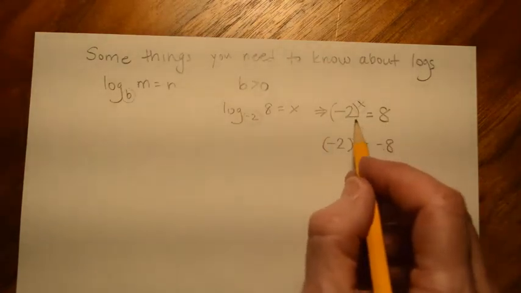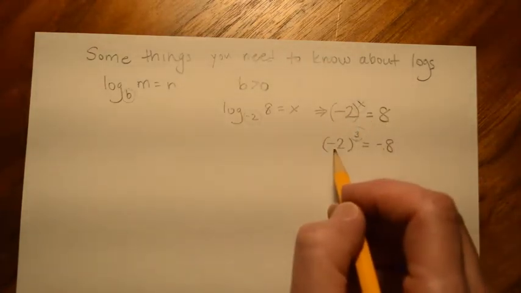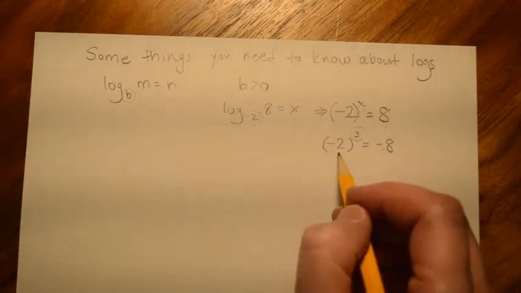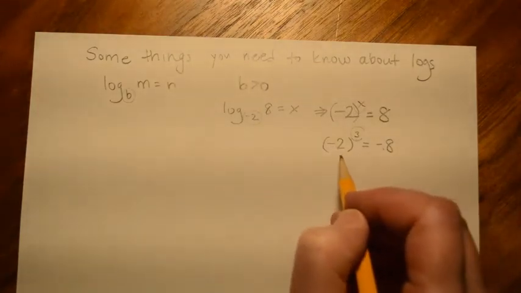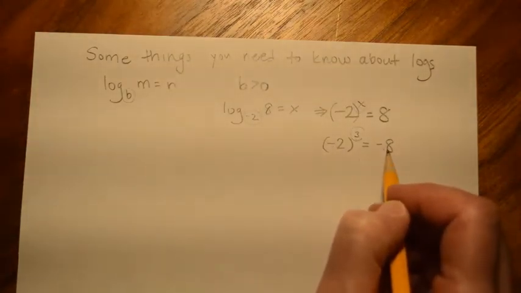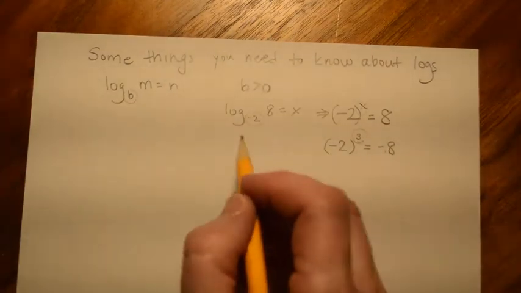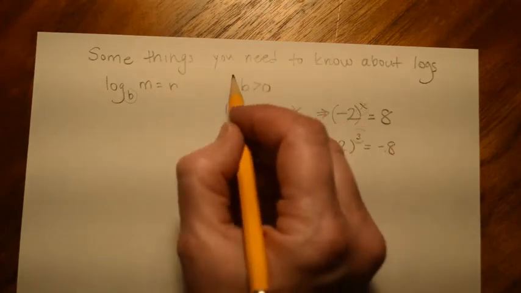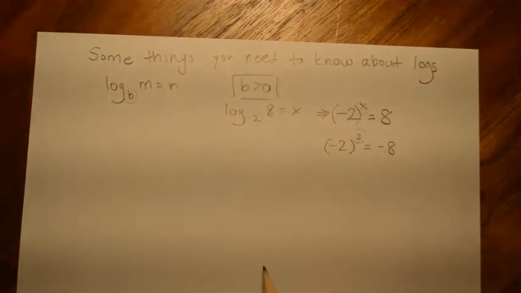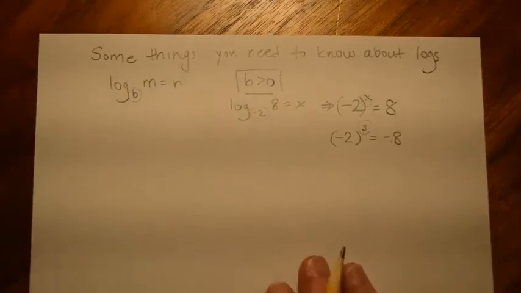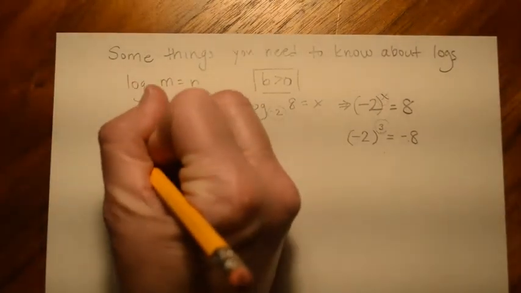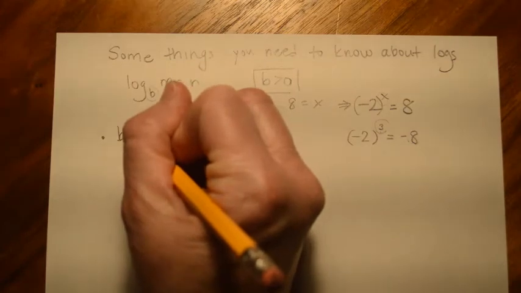So that's just one example, and it has to do with the fact that a negative times a negative is a positive, but then if you have 3 negatives together, then you end up with a negative here. So it messes things up. So we're just going to say for right now, actually forever, that the base must always be greater than 0. It can't be equal to 0. It can't be less than 0. So one thing that we can say is b must be greater than 0.